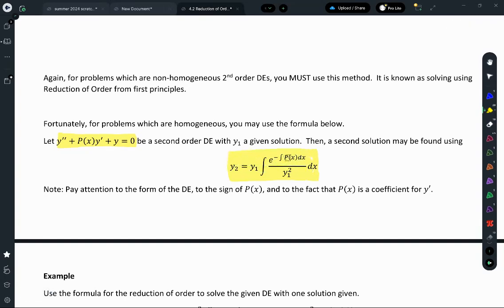y2 will be y1 times an integral, and in that integral, there's a fraction. The numerator has e raised to a negative integral of p of x dx. So you see what I mean by the signs? In this form, there is a negative. If p of x is also negative, you now have a double negative. If p of x is positive, then we just have a negative. In the bottom of that fraction is the first solution, y1 squared, and then we have a dx. The y1 that is outside of the integral cannot simplify with the y1 squared that is inside of the integral. Those are totally separate. We have to integrate what's inside.